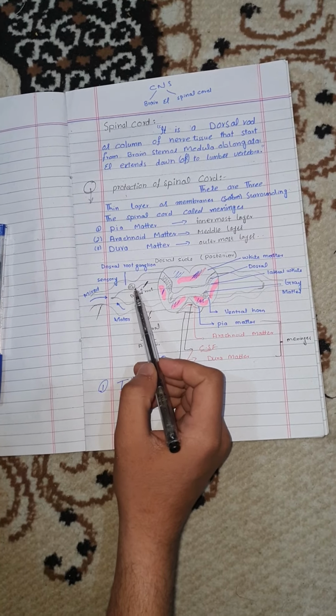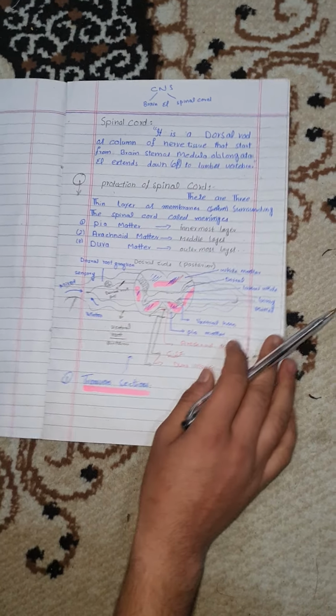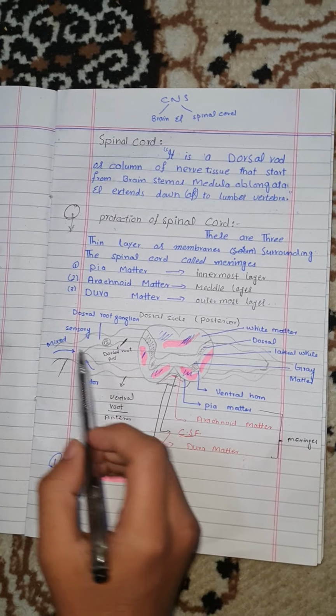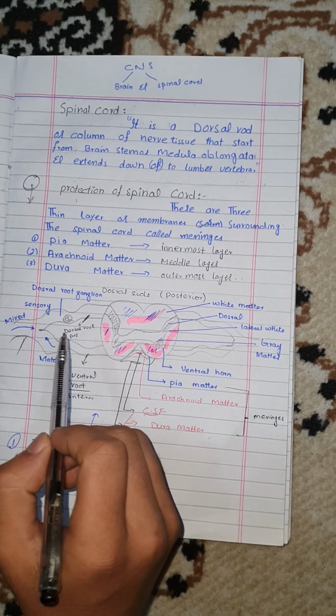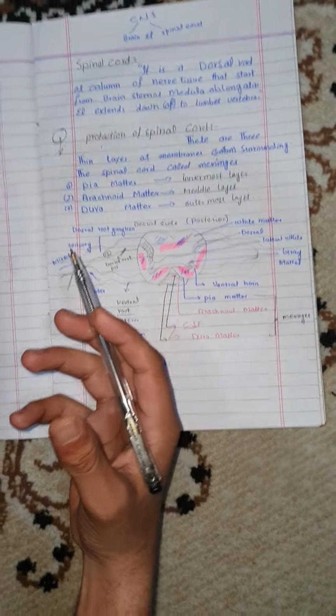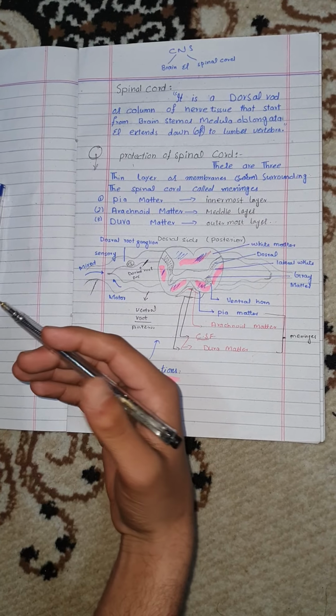Ganglia are present in the dorsal region. Many students are confused about which region the ganglia are present in. Ganglia are present in the dorsal root. Okay, and what is ganglia? Ganglia are special types of nervous tissue or nervous fibers.